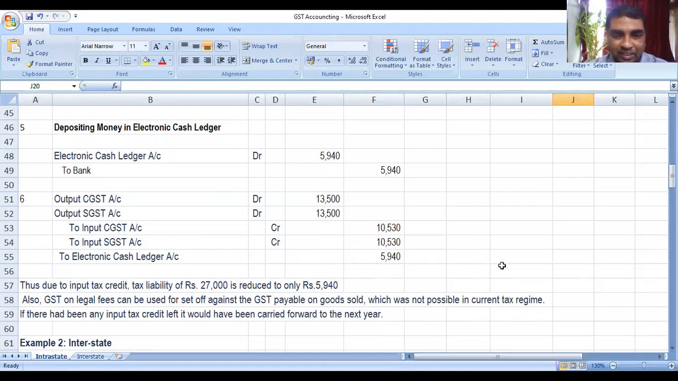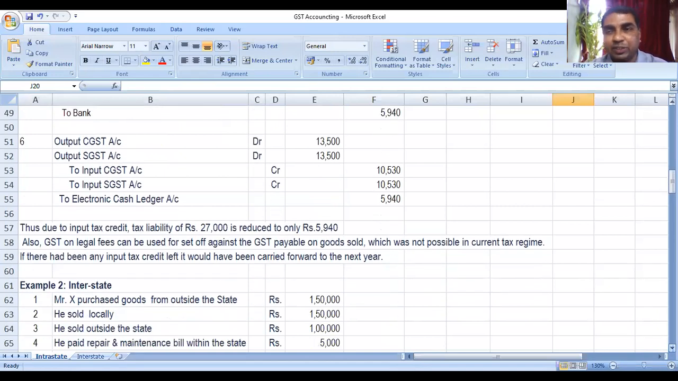So that is our understanding as far as intrastate transactions are concerned. Is it clear to you? If it is clear, then we'll quickly recapitulate the other part. That also we had learned, but we'll quickly revise.